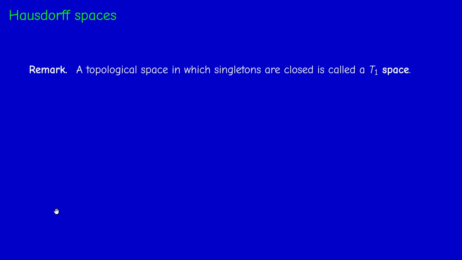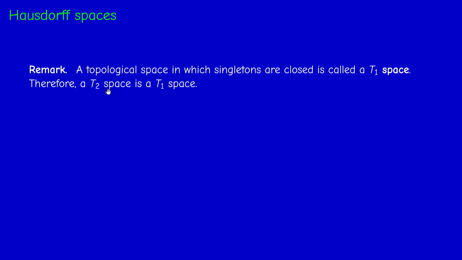And we now have a weaker condition than the Hausdorff condition, called the T1 condition. A topological space is called a T1 space if singletons are closed. So what do we have? T2 implies T1.